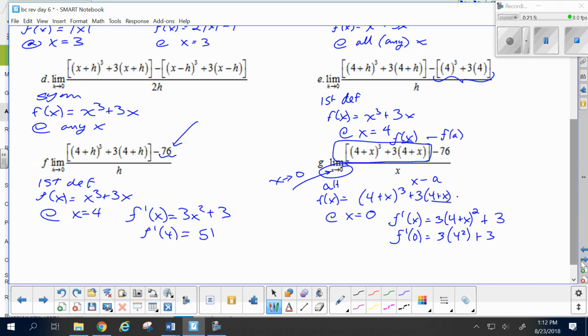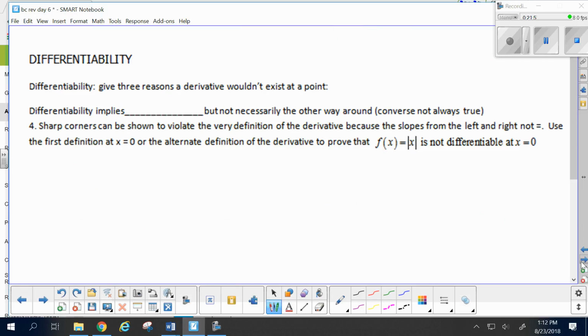All right. Okay, look at the back side. Do you remember differentiability? It's the ability to take a derivative, to differentiate. Give me 3 reasons why you cannot take a derivative. Sharp turn. You'll see corner if it's linear. You'll see cusp if it's curved. What else? Another reason you might not be able to take a derivative.